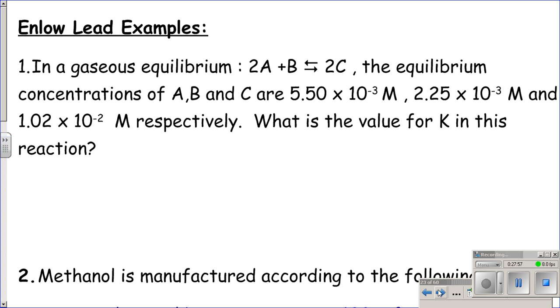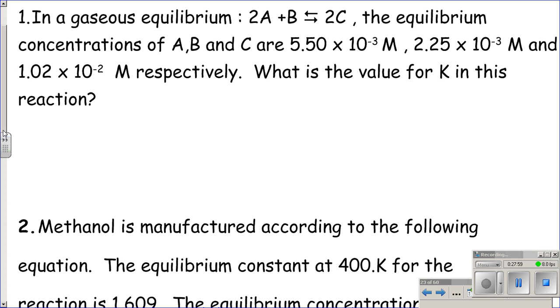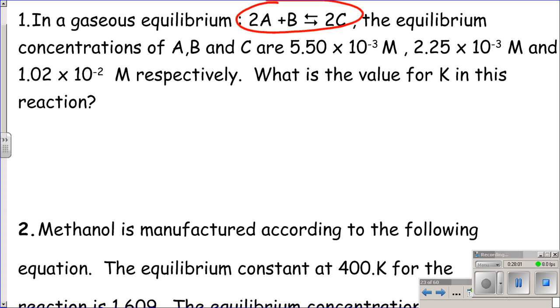Okay, so for this first reaction, gaseous equilibrium, here is our reaction. I'm telling you it's gaseous, so everything's a gas here. The equilibrium concentrations of A, B, and C are given, respectively. What is the value for the K? Step 1 you should always do, because you're going to mess yourself up if you don't, is write out the K expression.